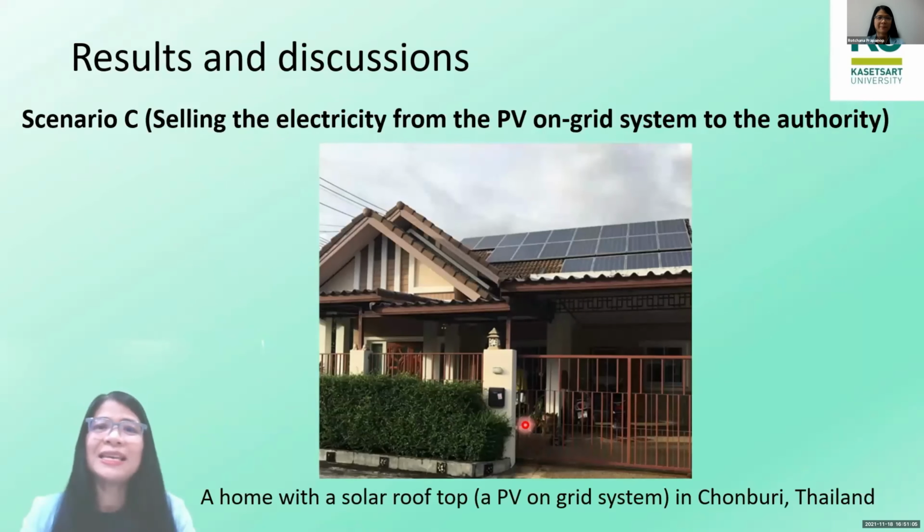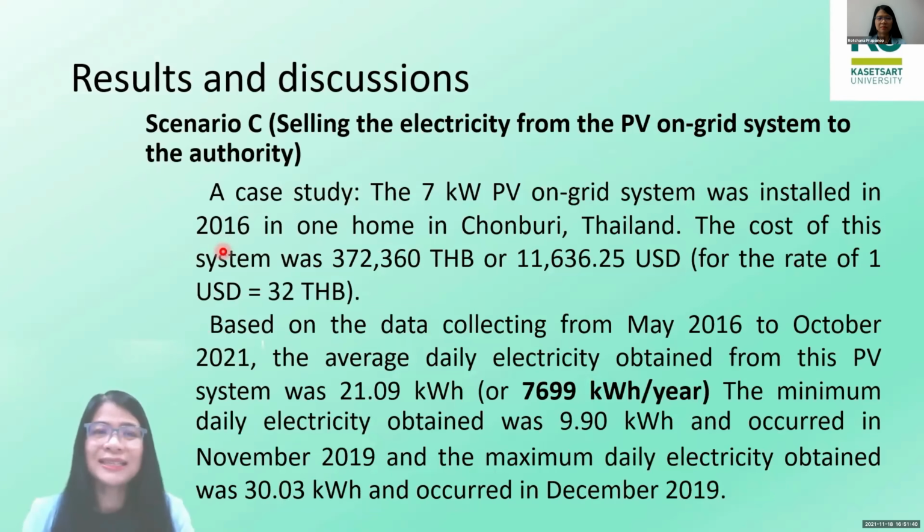For scenario C, individuals sell the electricity from their PV on-grid system to the authority at daytime, and they still use the main electricity from the authority and pay the bills to the authority. This picture shows a home in Chonburi, Thailand that invested in and installed a PV on-grid system on their roof. In 2016, they installed this system in their home in Chonburi province in Thailand.